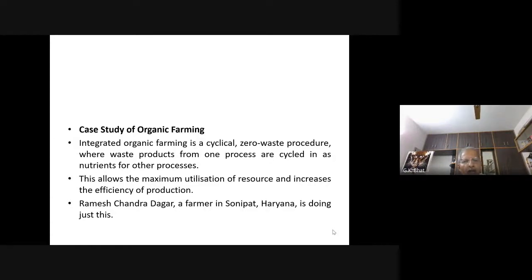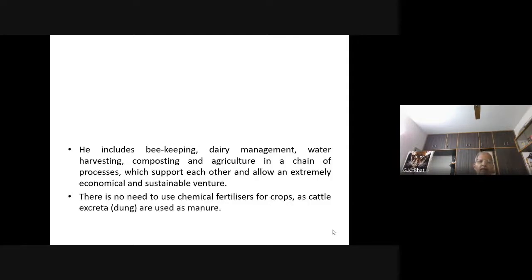Ramesh Chandra Dagar, a farmer in Sonipat, Haryana, has done a good business. What is that? The other includes beekeeping. Look here, he has not gone for only monocrop. Monocrop is only going for one crop. What this gentleman has done is start beekeeping, dairy management, water harvesting, composting, and agriculture in a chain of processes which support each other and allow an extremely economical and sustainable venture.